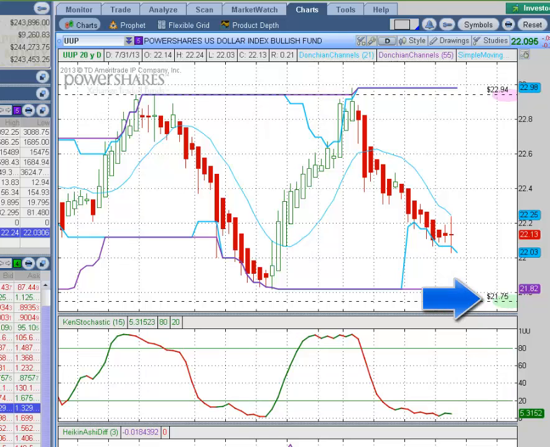Support is at 21.75 as seen by the light green oval. And resistance is at 22.94 as seen by the light pink oval.